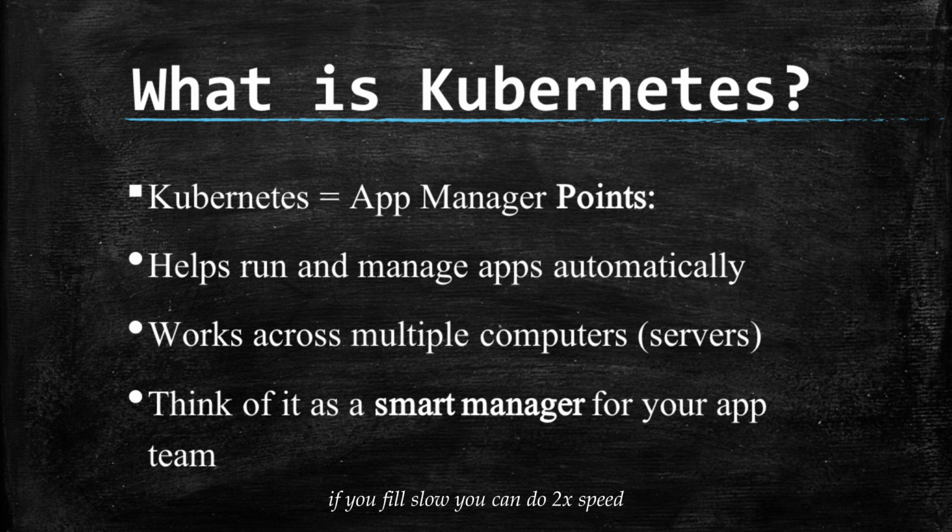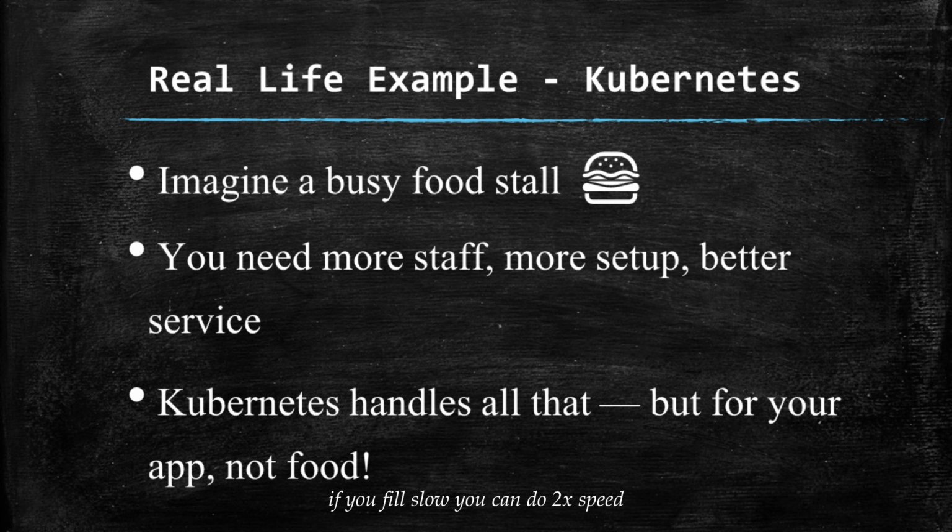Now, imagine you have a small food stall. One day, many customers start coming in. You hire people, buy more ingredients, set up a system, but it still doesn't work. Now, imagine a smart manager who can watch how many people are coming, automatically bring more workers, move tasks from one worker to another if someone falls sick, and make sure every customer is served without you doing it manually. That's exactly what Kubernetes does, but for apps, not for a stall.